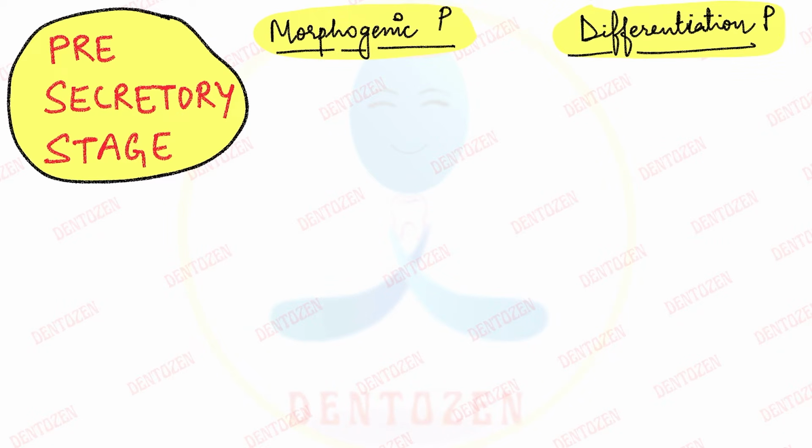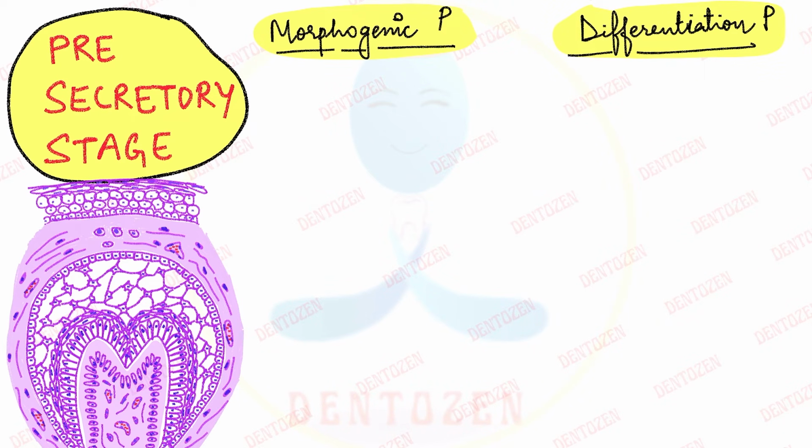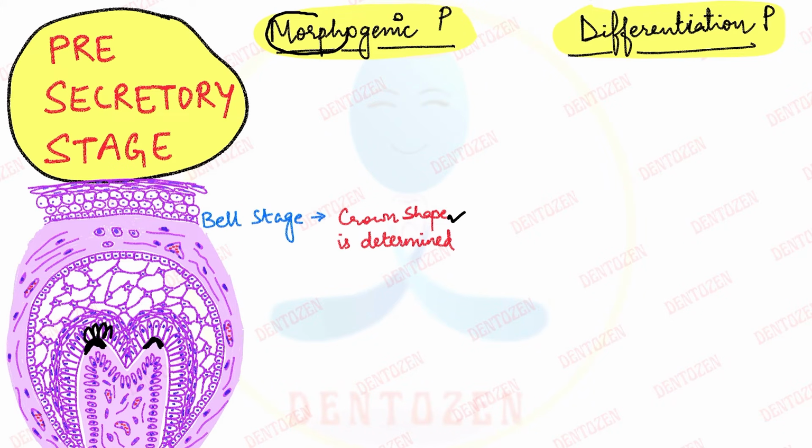Enamel formation begins in the bell stage when the inner enamel epithelial cells stop dividing and start differentiating in the cuspal or incisal region first. So that means they will determine what type of tooth will form. So in the bell stage, because crown shape is determined, it is known as morphogenic. Morpho refers to the shape.